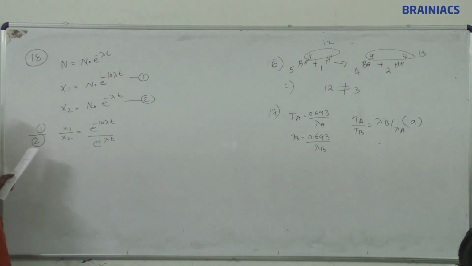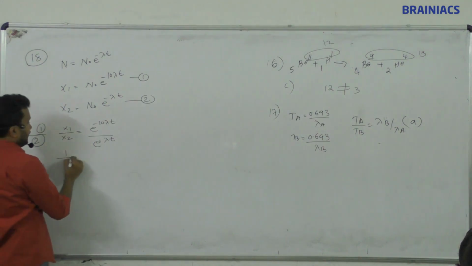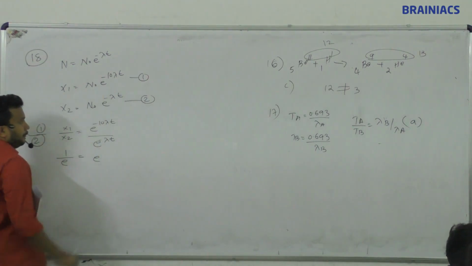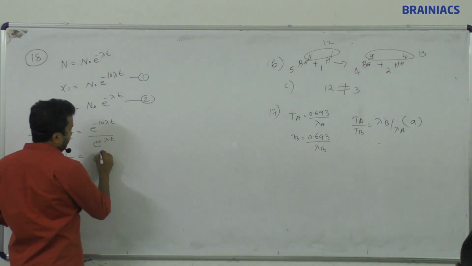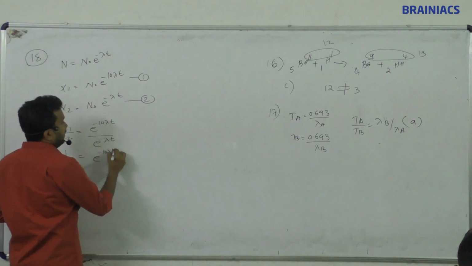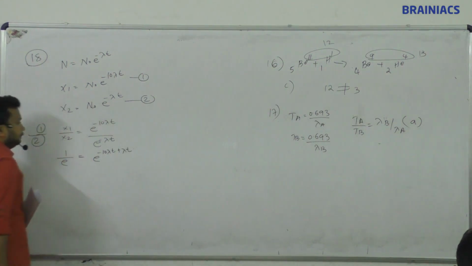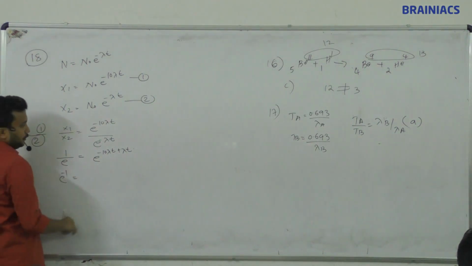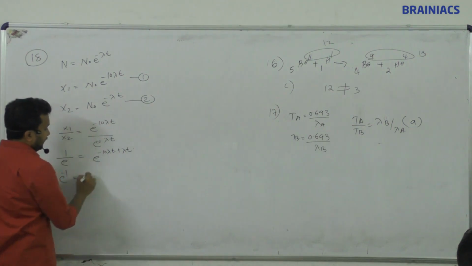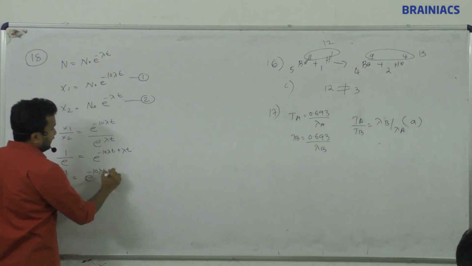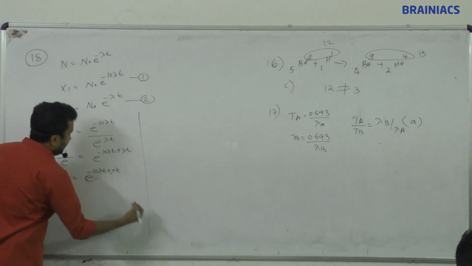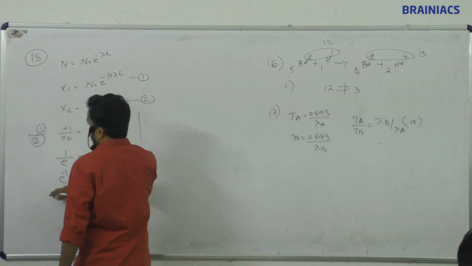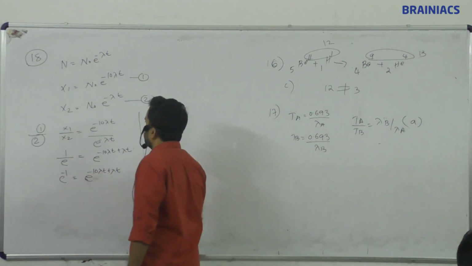The ratio of the number of nuclei of X1 to that of X2 will be 1 by e, so this is given as 1 by e. 1 by e is equal to e power minus 10 lambda t plus 9 lambda t. So this is given as e power minus 1 equal to e power minus 10 lambda t plus 9 lambda t. Both sides we can equate; both sides exponential can be cancelled.